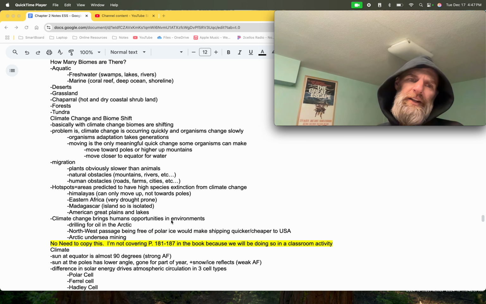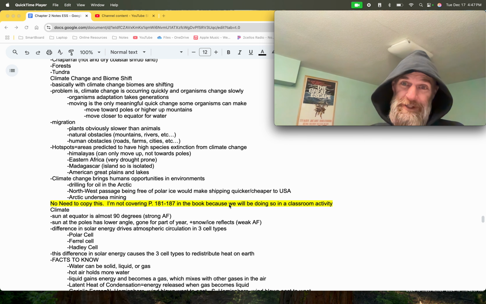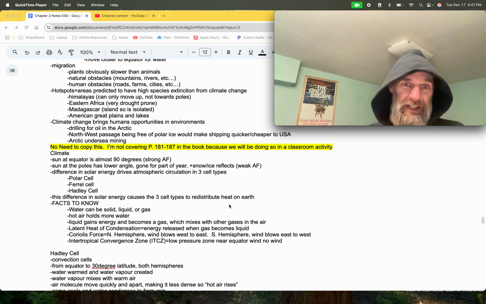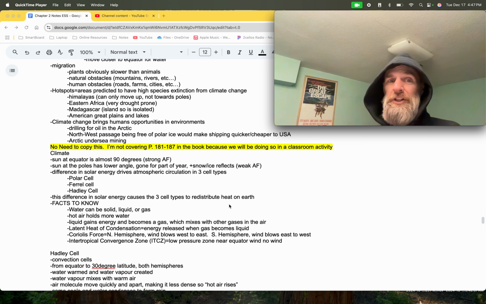Climate. The sun at the equator is almost 90 degrees. Strong AF. If you want to know what AF means, that's not going to be on the IB exam. You're probably going to have to check social media. So, yeah. Sun at the poles has a lower angle, gone for part of the year. Snow plus ice reflects, weak AF. So that's what we're talking about, insolation. So the difference in solar energy drives atmospheric circulation in 3 cell types: polar cells, Ferrel cells, and the Hadley cells. So the difference in solar energy causes the 3 cell types to redistribute heat onto the Earth.